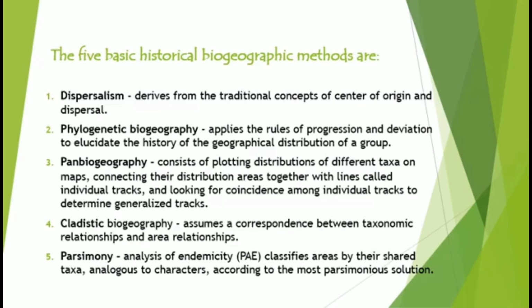Number four, cladistic biogeography assumes a correspondence between taxonomic relationships and area relationships. Number five, parsimony analysis of endemicity classifies areas by their shared taxa, analogous to characters, according to the most parsimonious solutions. In general, parsimony is the principle that the simplest explanation that can explain the data is to be preferred. In the analysis of phylogeny, parsimony means that a hypothesis of relationships that requires the smallest number of character changes is most likely to be correct.